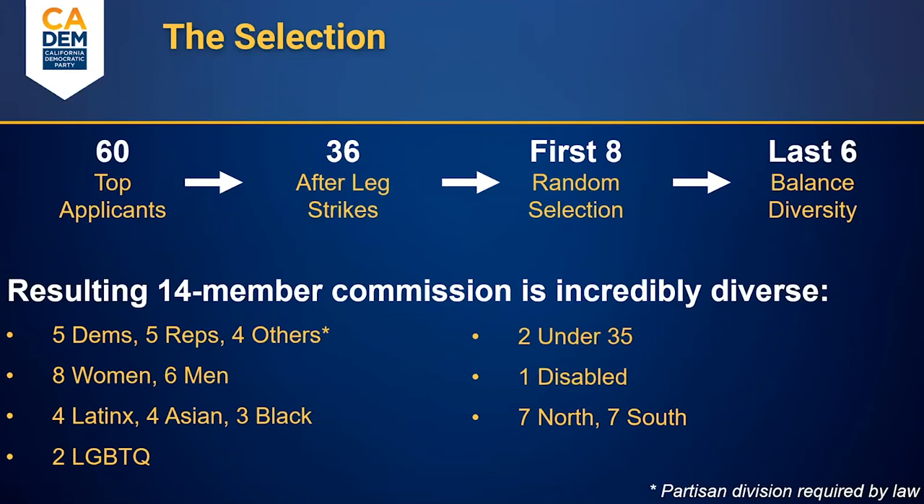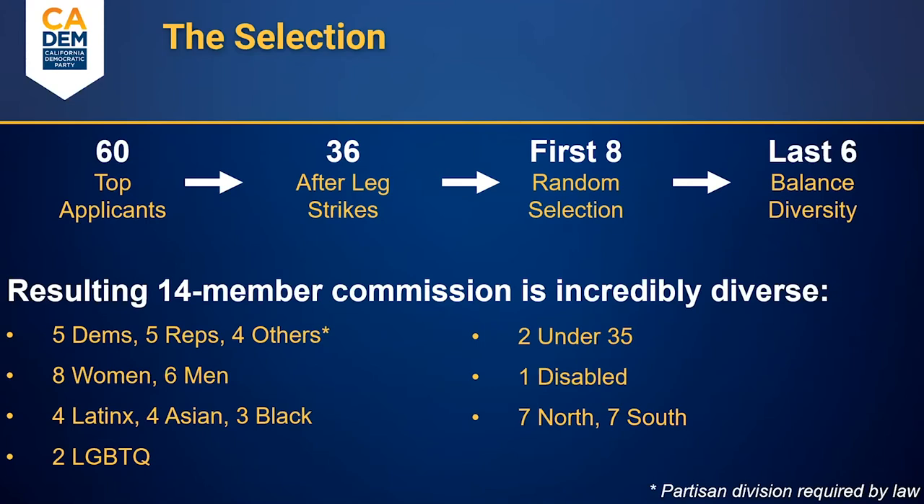And despite that kind of partisan balance being hardwired in, you ended up with a commission that is a majority women. You have 4 Latinos, 4 Asians, 3 African Americans, 2 self-identify as LGBTQ, 2 are under the age of 35. That is far younger than last time. Indeed, the commission this time is about 10 years younger on average than the commission 10 years ago.